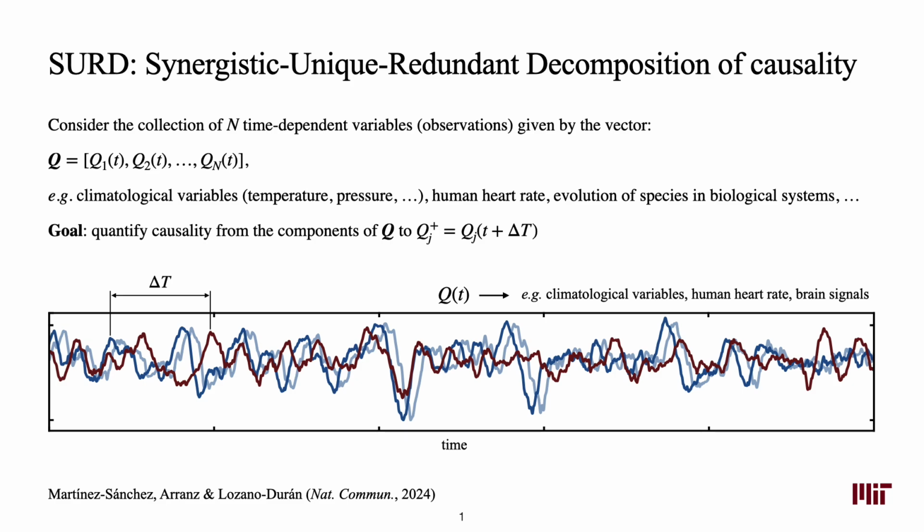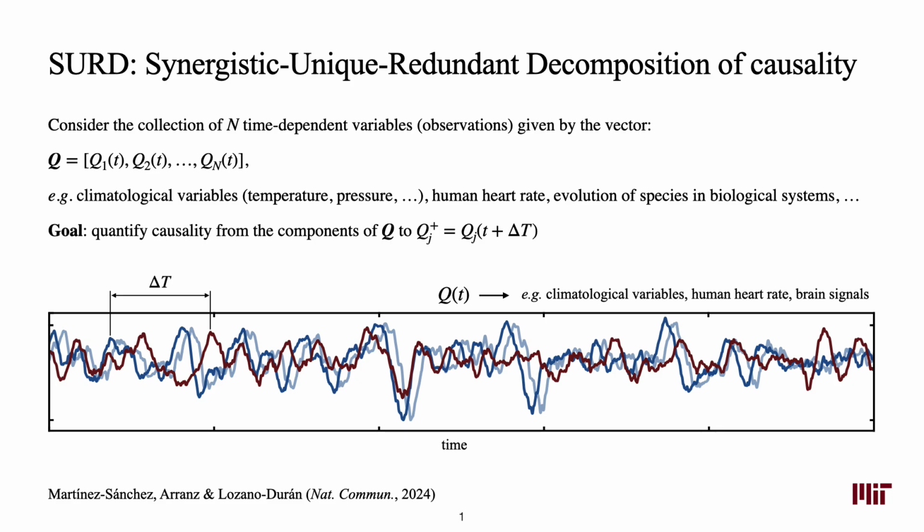Consider a collection of n time-dependent variables represented by the vector q. These variables could range from climatological measurements, like temperature and pressure, to biological data, such as human heart rate, or the evolution of a species in an ecosystem. Our objective with SURD is clear. We aim to quantify the causality from components of q at a given time t to components at a future time t plus delta t.